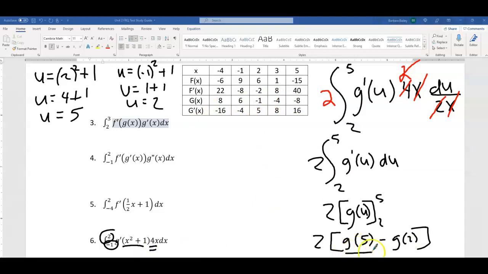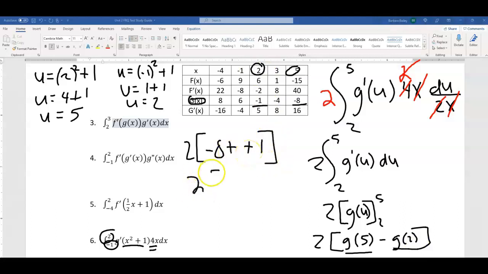All right, so first we have g of 5. So g of 5 is negative 8. So 2 times g of 5, which is negative 8, minus g of 2, which is negative 1. Double negatives go positive. That's negative 7 now. Final answer, negative 14. And there you have that.